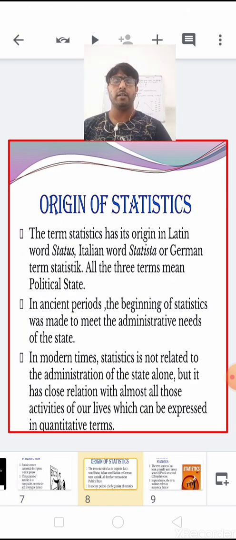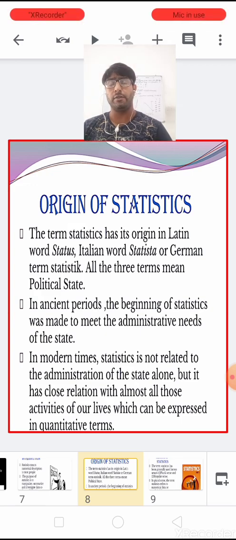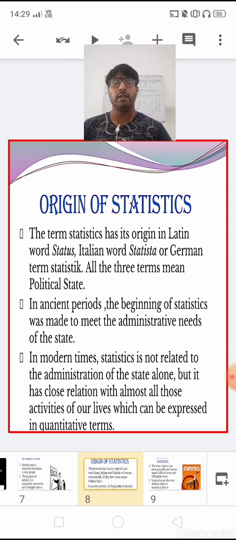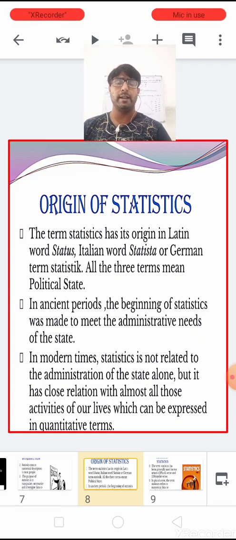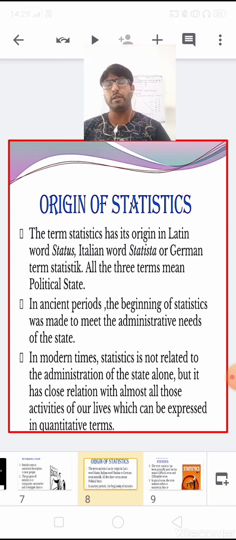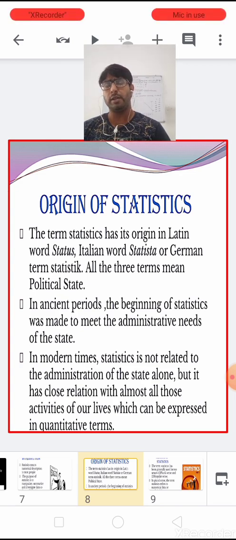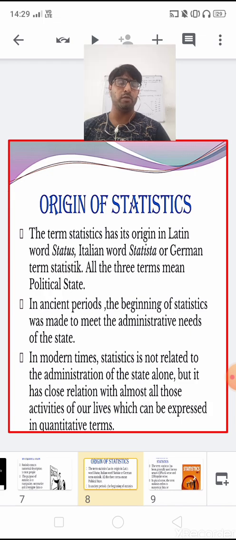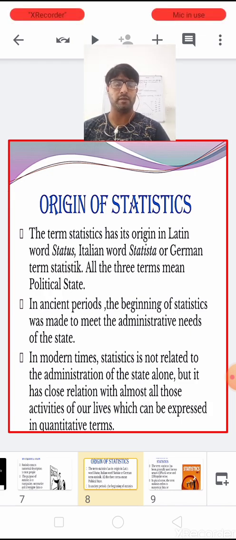So origin of study of statistics. Children, the term statistics has its origin in the Latin word status, Italian word statista, or German word statistik. So all the three terms mean the political state. So in the ancient period, children, the beginning of statics was made to meet only the administrative needs of the state.